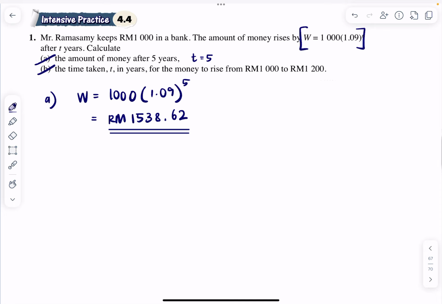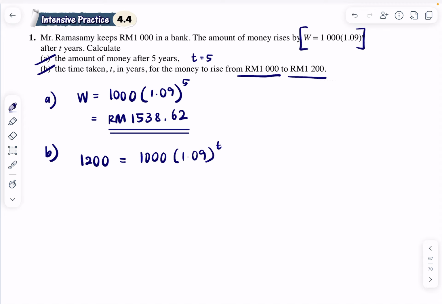Right, let's look at B. Time taken for the money to rise from 1,000 to 1,200. So now our total money is 1,200. We need to find the time. So we need to make t the subject, right?